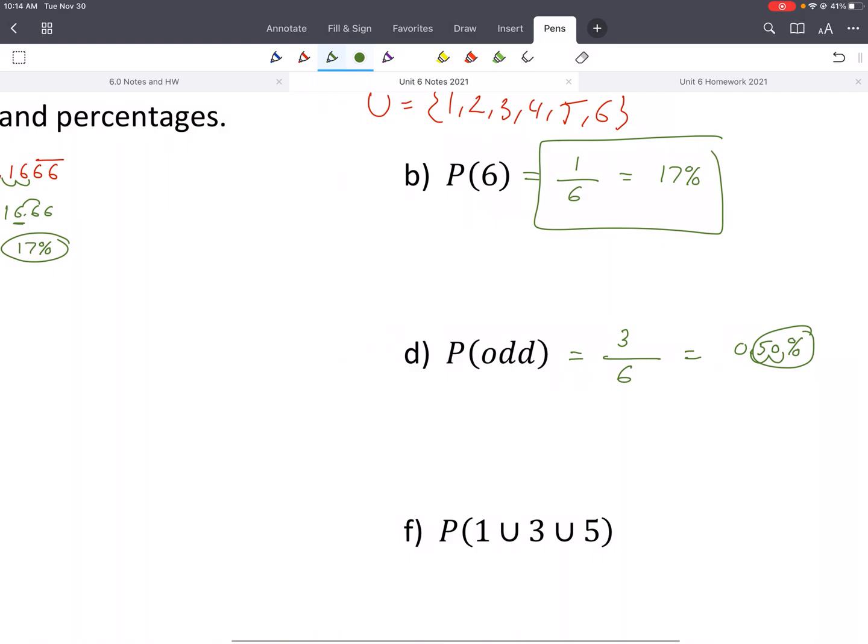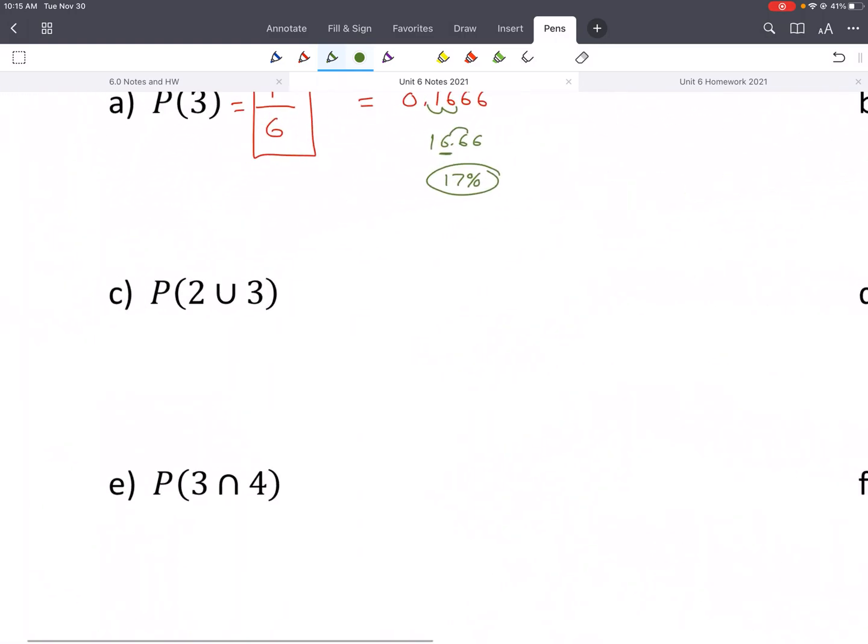I'm going to ask you not to simplify the fractions, though. With probability, I think it's important to know the difference. I guess what I'm saying is that if you simplify your fractions, then you lose some of the information, like how many outcomes there are, okay?